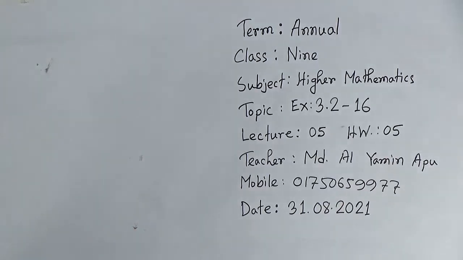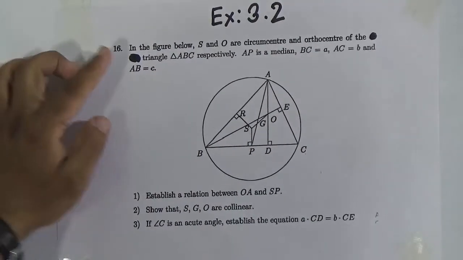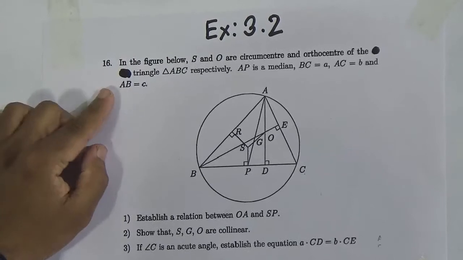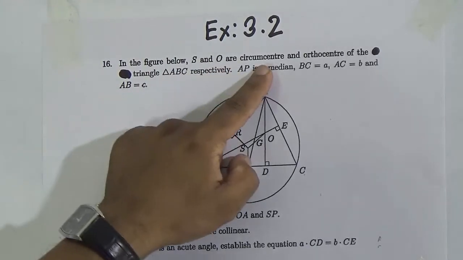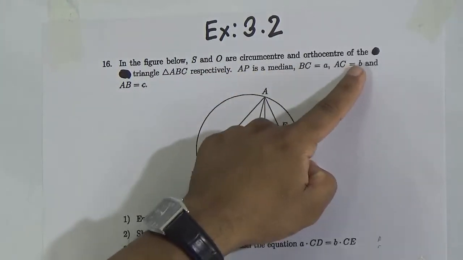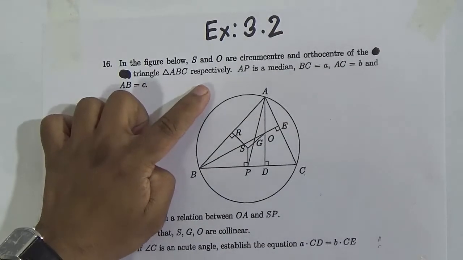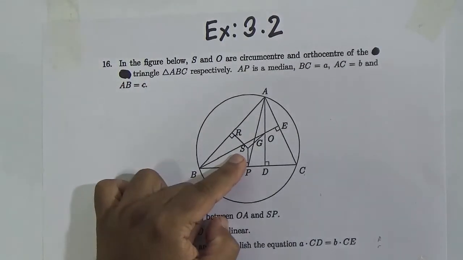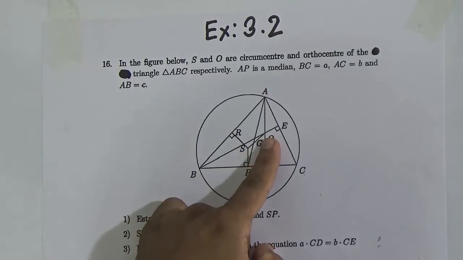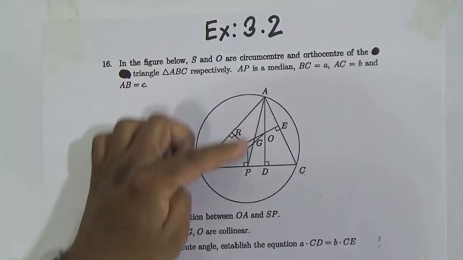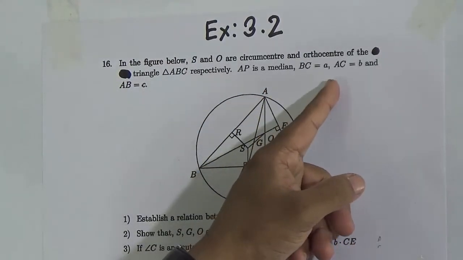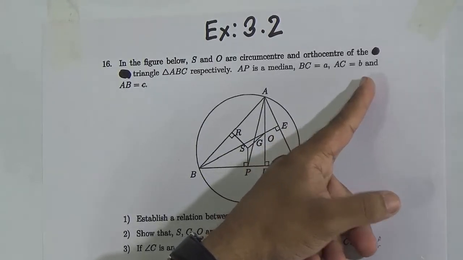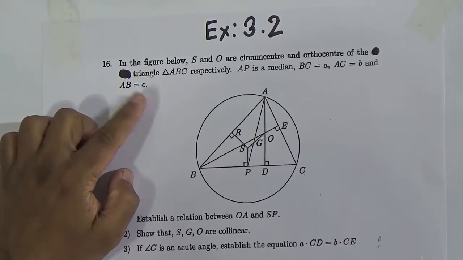The students, the question is on the board, exercise 3.2, and the question number is 16. It's a CQ question. The question is: in the figure below, S and O are the circumcenter and orthocenter of the triangle ABC respectively. That means S is the circumcenter here and O is the orthocenter here, okay. AP is a median of this triangle, and the value of BC is a, the value of AC is b, and the value of AB is equal to c.